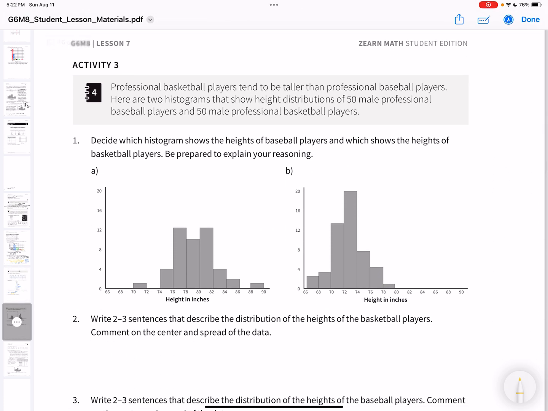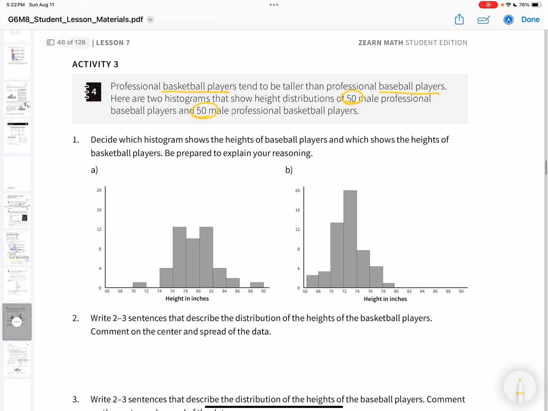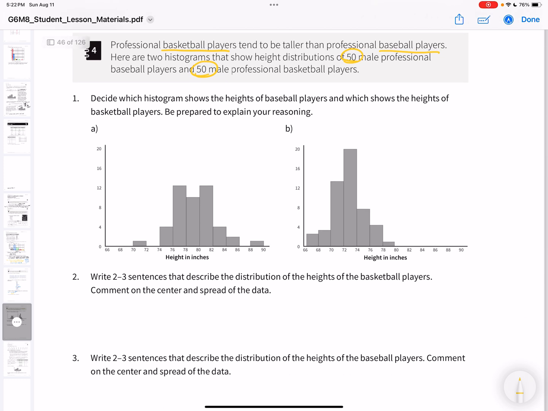All right, activity 3. Professional basketball players tend to be taller than professional baseball players. So we're talking about basketball players and baseball players. Here are 2 histograms that show height distributions of 50 male professional baseball players and 50 male professional basketball players. So that's our data points. Decide which histogram shows the height of baseball players and which shows the height of basketball players. Be prepared to explain your reasoning.